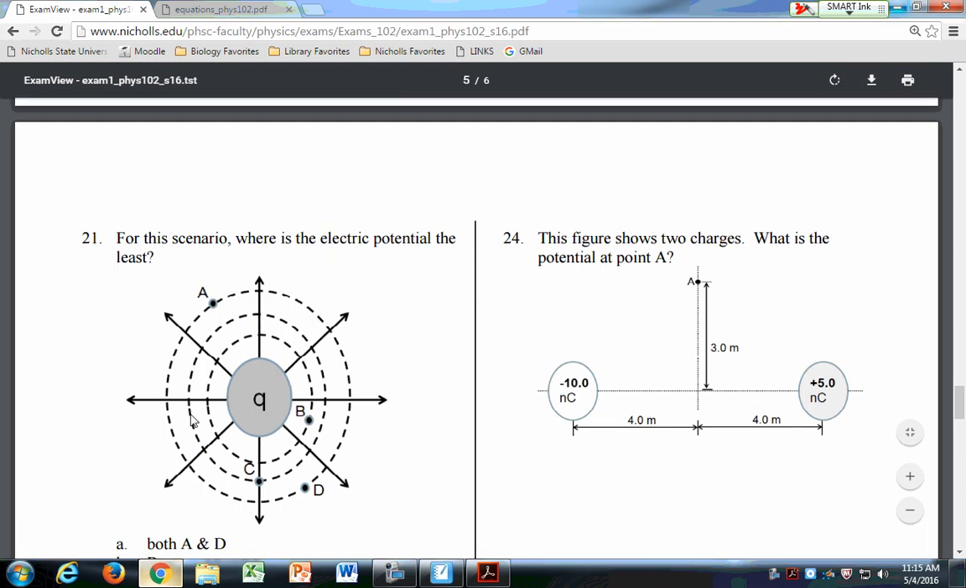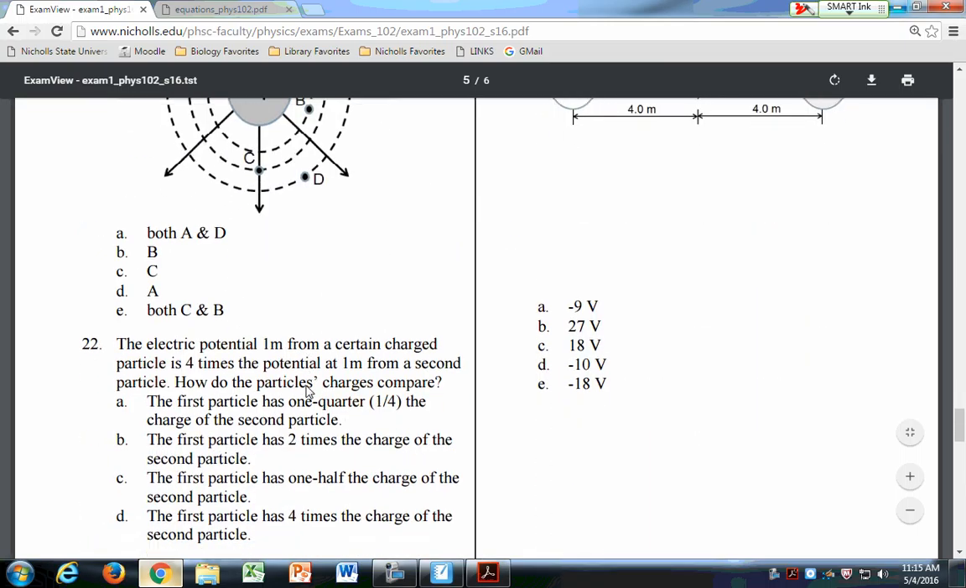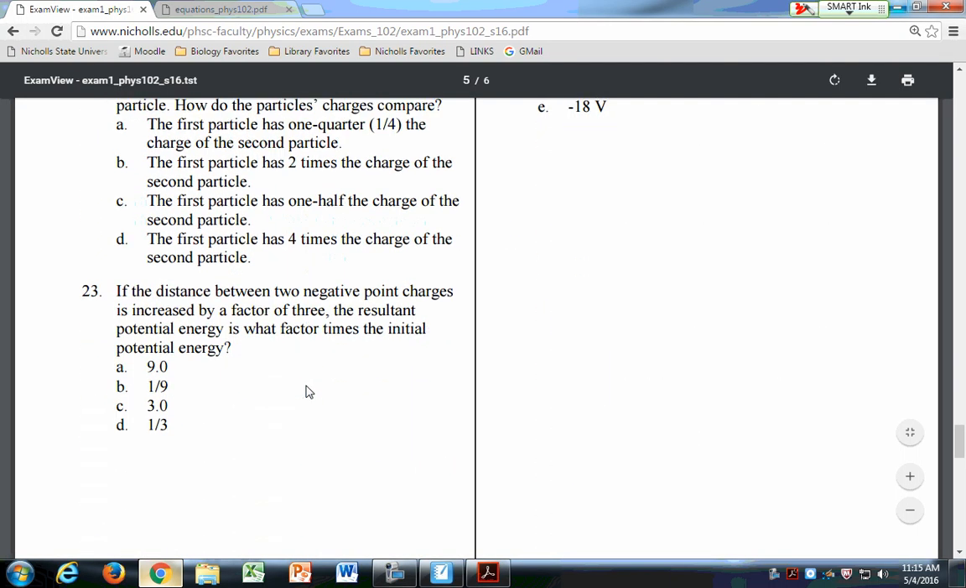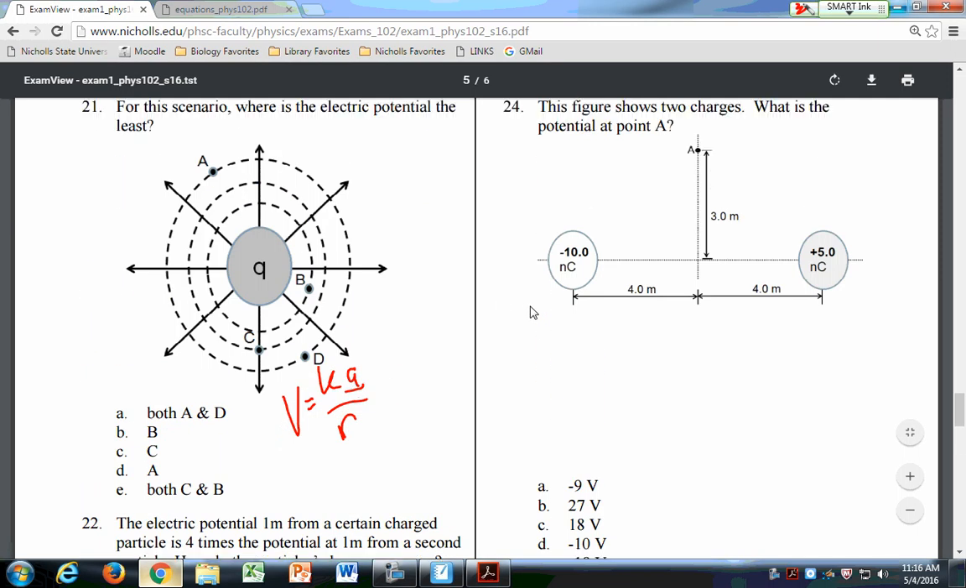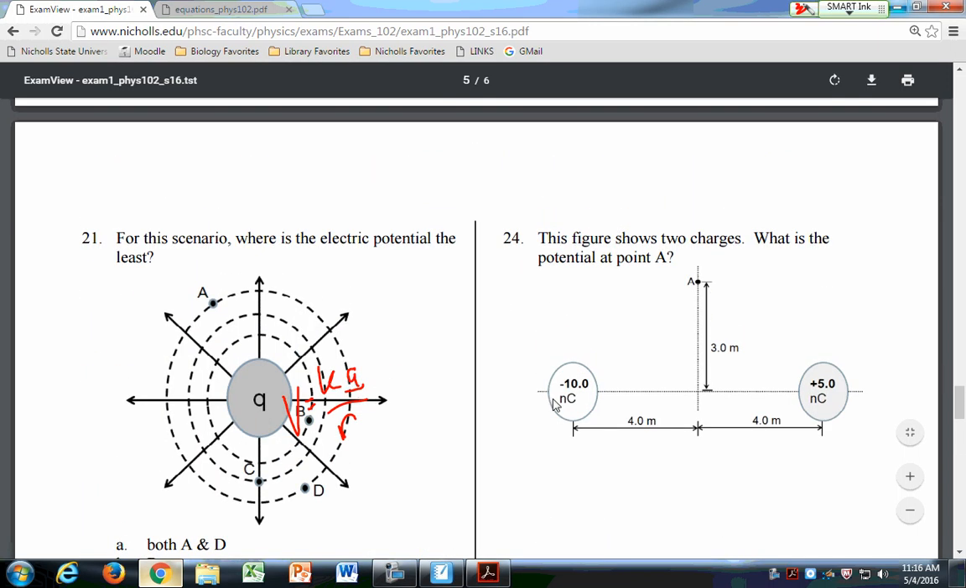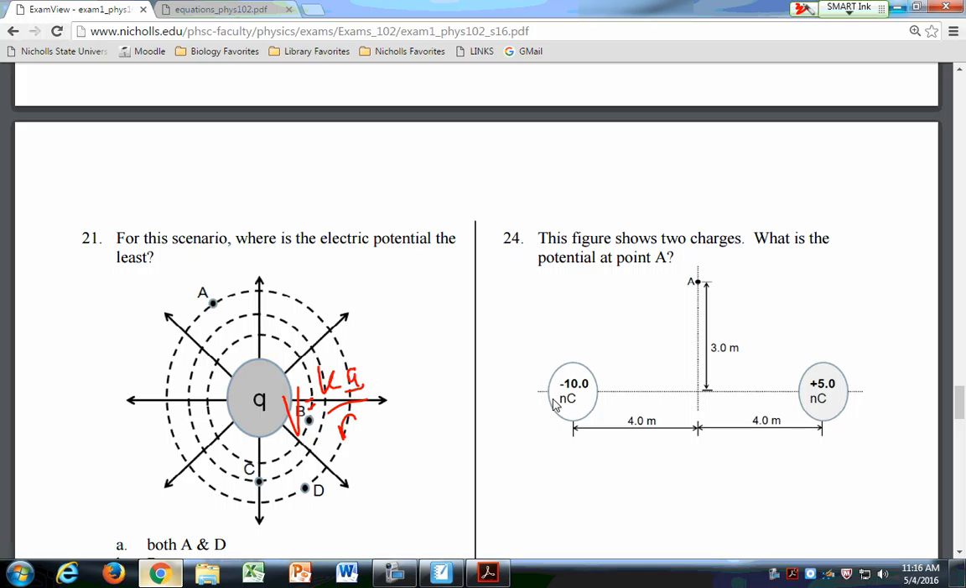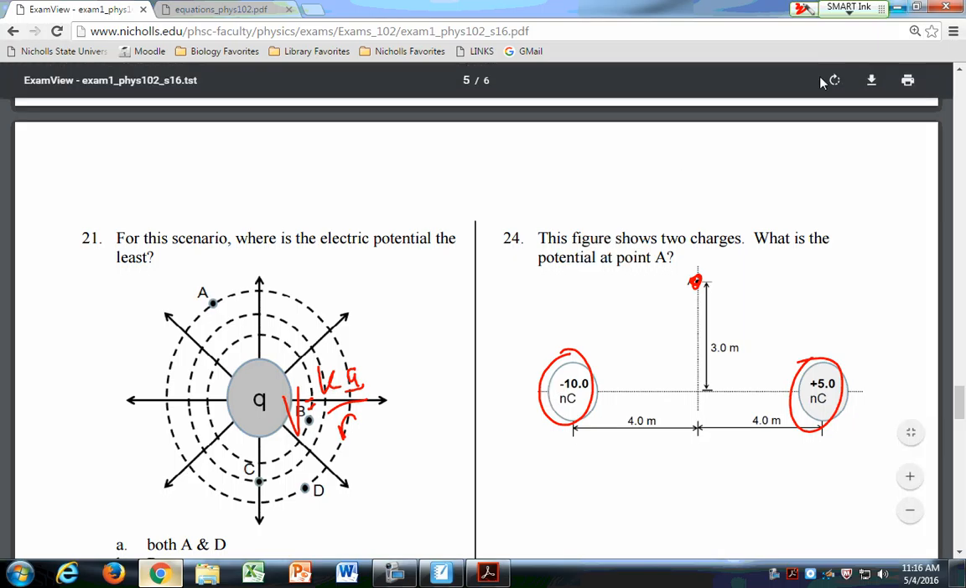Know how to interpret equal potential lines. Stuff about if I change, how my potential changes. Remember, V is KQ over R. This is on your equation sheet, but on all of these, you just need to know, all right, if I change R, what happens to V? If I change Q, what happens to V? And stuff like that. Know how to calculate your potential. Remember, when we're calculating potential, we're just summing up the potential due to each individual charge. They're not vectors, so I don't have to worry about adding up the vectors.